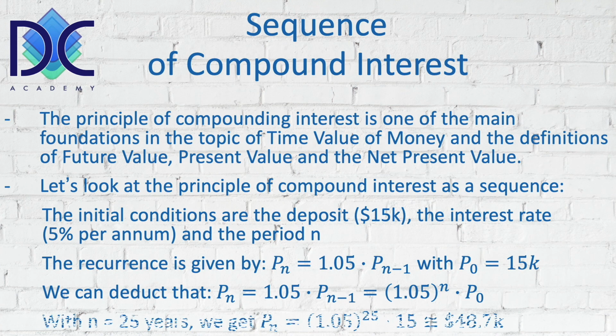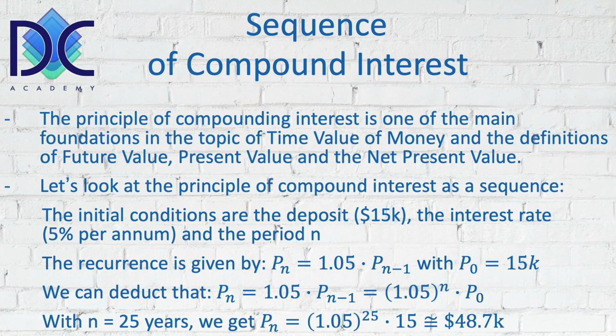Now, when we look at 25 years, so we put those 15K in an account for 25 years, then we can calculate using this sequence that the principal after N periods, in our case 25 years, is 1.05 to the 25th power multiplied with the initial amount, P0. And that's approximately 48.7K.